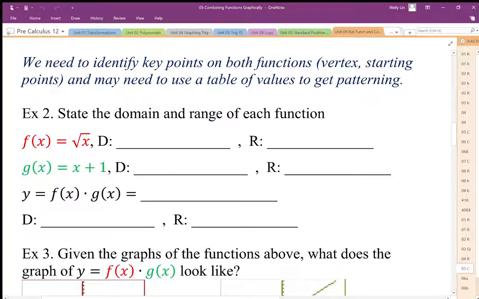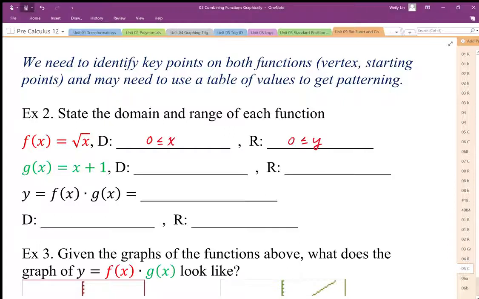So looking at this one here, the square root function, the domain of a square root function is going to be x is greater than or equal to 0. And the range will be the same, so y is greater than or equal to 0. So that is a starting position, so we should make sure that we observe that to help us analyze the combined function.